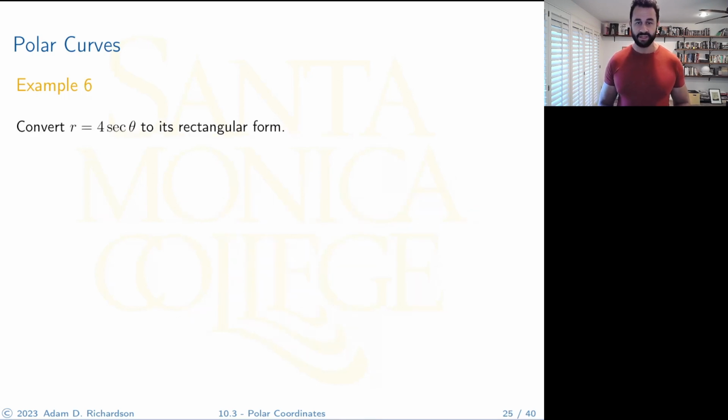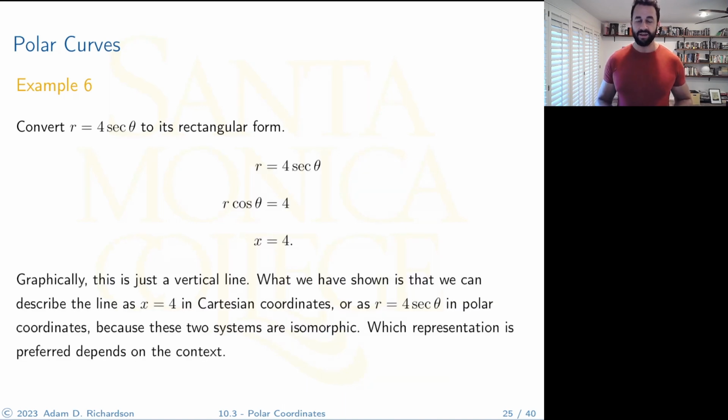All right, how about this one? Let's convert this to its rectangular form. This one I'm going to do on my own because it does require a little bit of cleverness to begin with. But here's what we're going to do. We're just going to rewrite secant in terms of cosine theta. So remember that this is equal to 4 over cosine theta. If you multiply both sides by cosine theta, you'll get r cosine theta equals 4. But r cosine theta is just x. So this equation right here is just describing the line x equals 4.